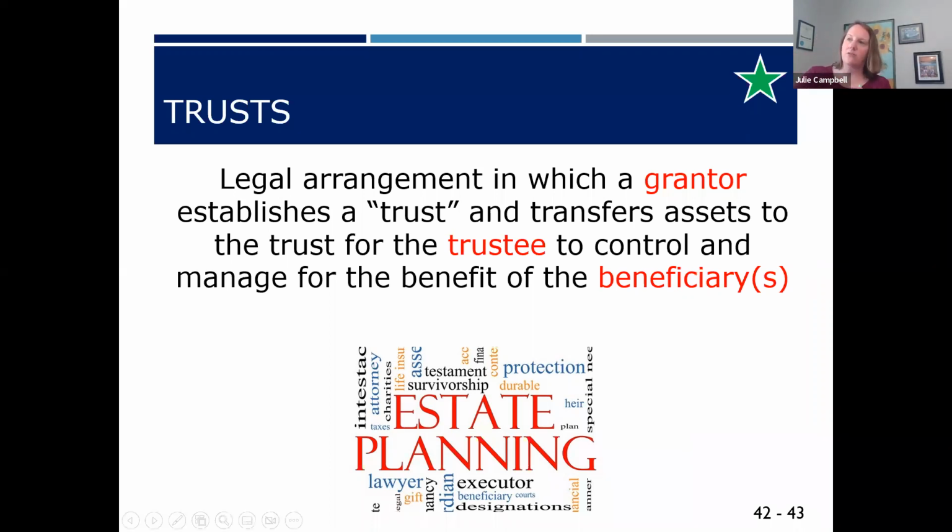If we are ever called to list a property that is in a trust, we're probably going to be dealing mostly with the trustee, with the attorney, because they're handling the affairs on behalf of the grantor.